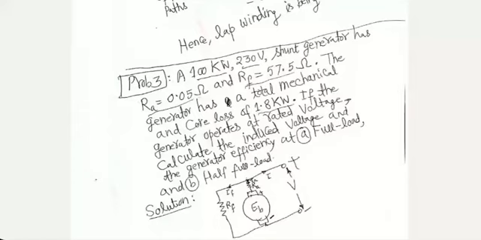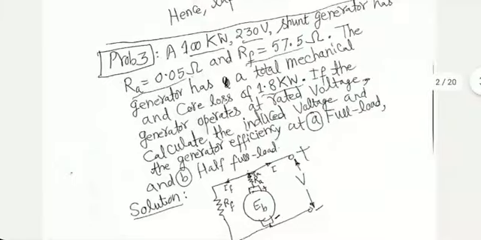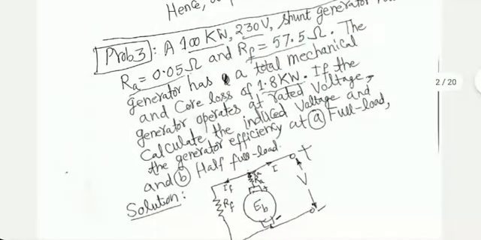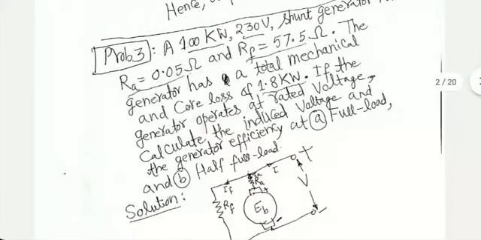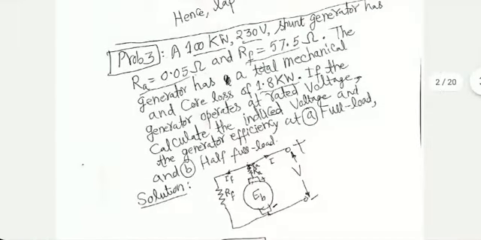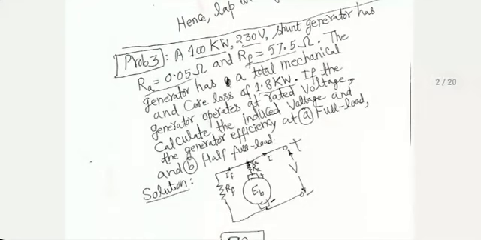By the way, there are three symbols here. Capital I is the load current, capital V is the load voltage accordingly. IA is the armature current and IF is the field current. Obviously, IA will be I plus IF. Now, RA and RF are given to you.